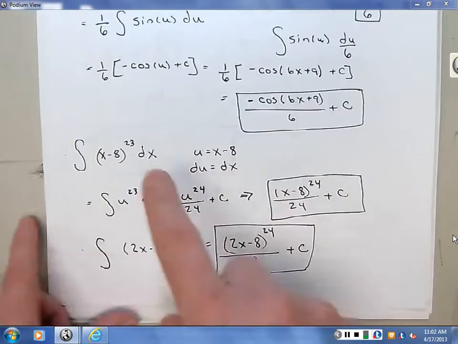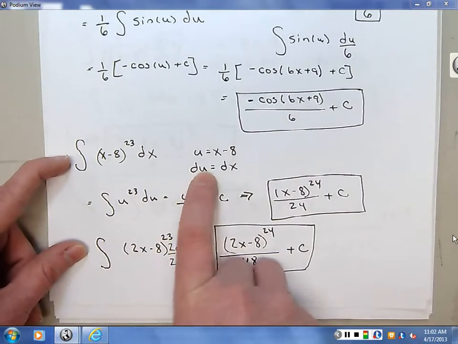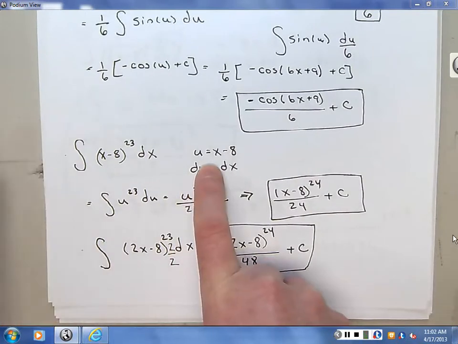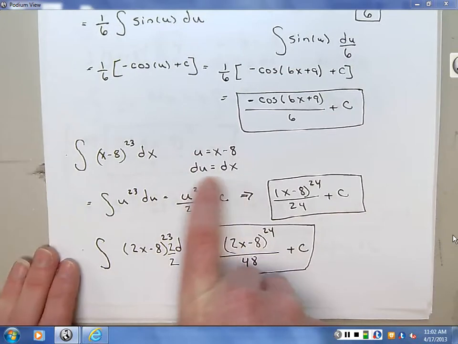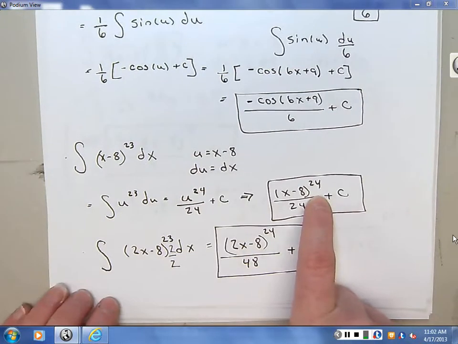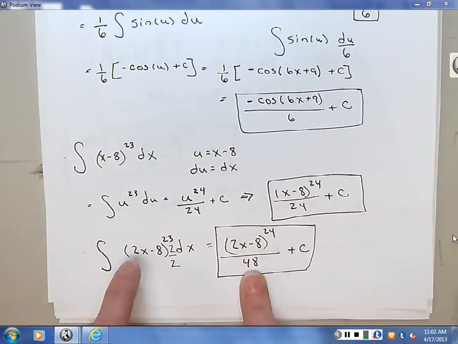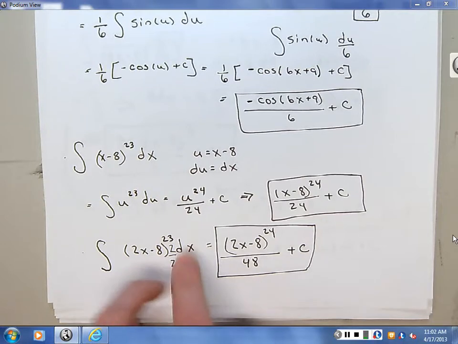And then we did an example, kind of the same setup. Here, the u was x minus 8, so du is dx, so we don't have to worry about a constant being manipulated there. But the example when our du was 2, we have to divide through by 2 because our du is 2 dx, so we need a 2 dx to cancel. So if I have a 2 on there, I need to divide by 2 to make it equivalent.